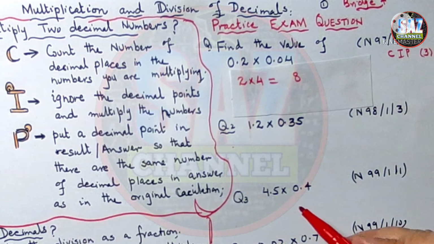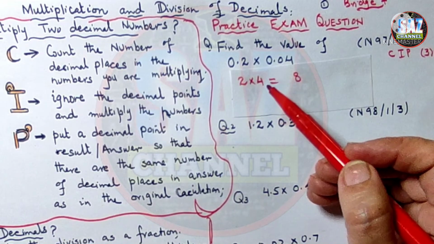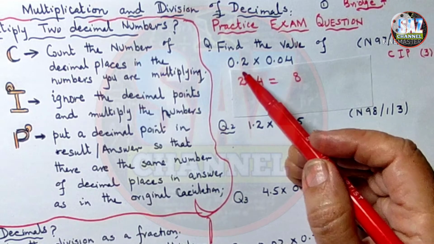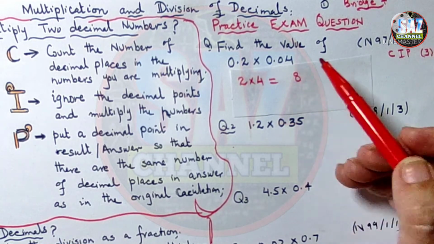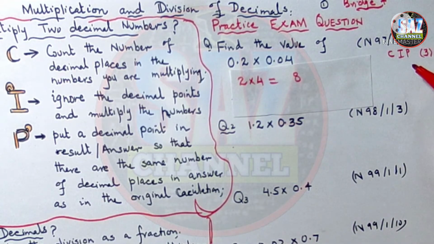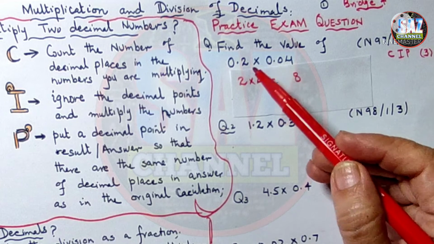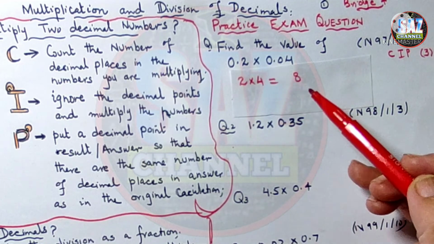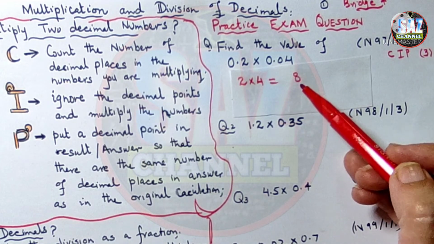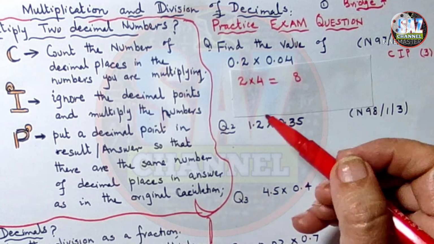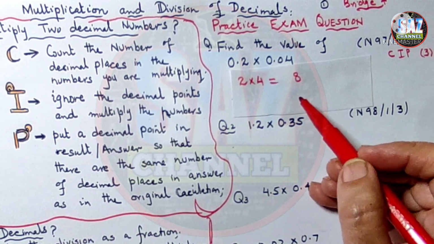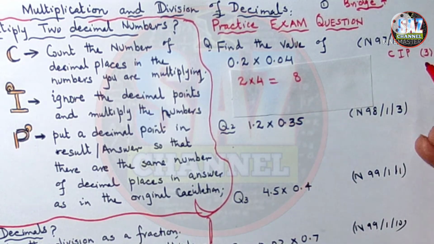We have got the product, but the question is not 2 multiplied by 4. The question is 0.2 multiplied by 0.04. Now coming to P, we have to put the decimal back by counting how many decimal places were in the question. There are 3 decimal places in the question, but we are getting only 1 digit. So students, we have to make 3 digits after the decimal.